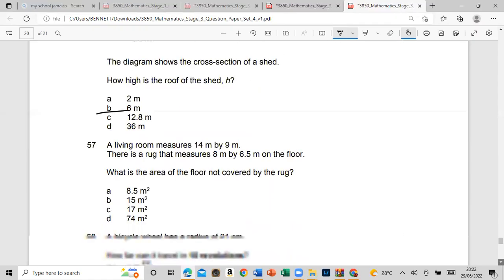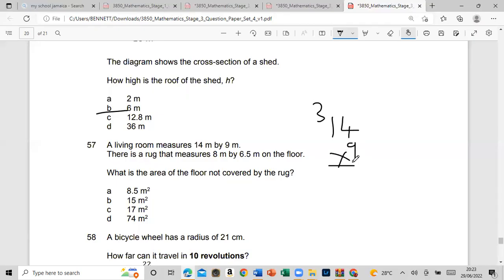Number 37. Oliver's room measures 14 meters by 9. There's a rug that measures 8 by 6.5. What is the area of the floor not covered by the rug? So first, we do 14 by 9. Find the area of everything. 9 times 4 is 36, 9 ones are 9, and that's 126. So next we have 6.5 times 8, and then subtract, right?